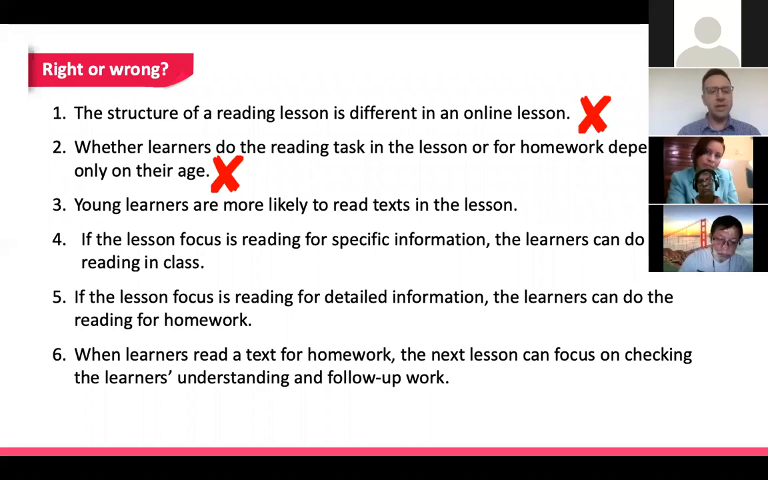Number 3 says young learners are more likely to read texts in the lesson. And this is true. During this webinar, I will focus on all age levels, primary, secondary, and adult education. And something that is true is that with the little ones, 6, 7, I would even say 8 years old, that are embarking on the process of decoding text in the foreign language, they might need to do the while reading with us in the classroom, okay? So that means during the synchronic moments of the lesson.